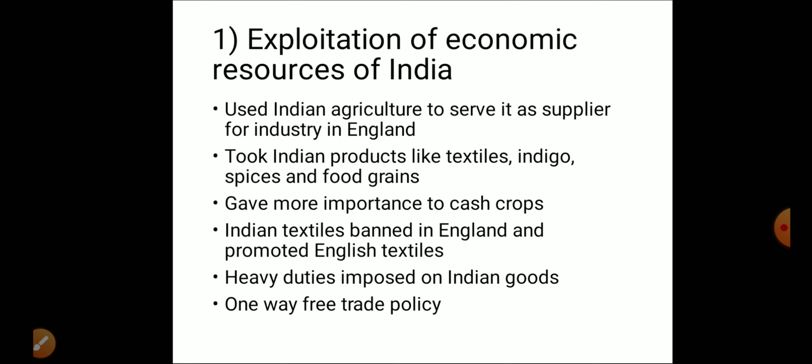Indian textile was banned in England and they promoted English textile in their own country, so that automatically India would be affected in its handicraft and other works as well. They imposed heavy duties on Indian goods.